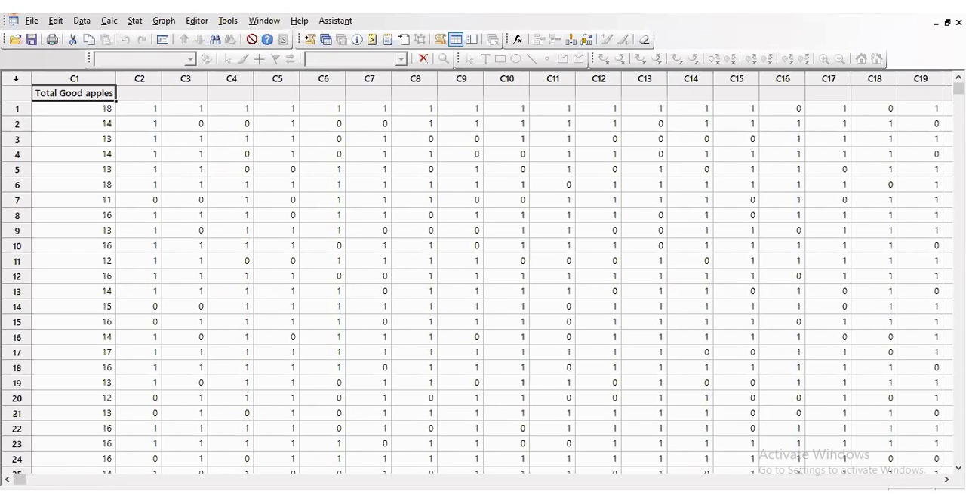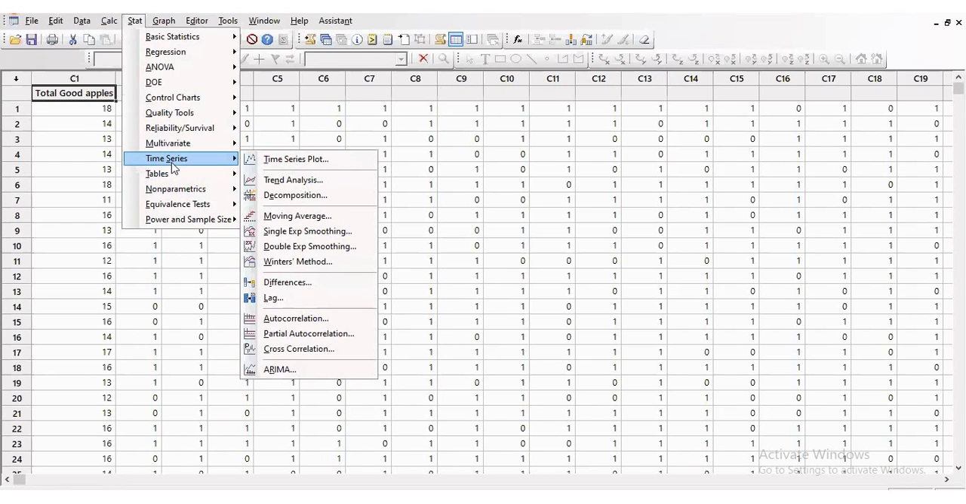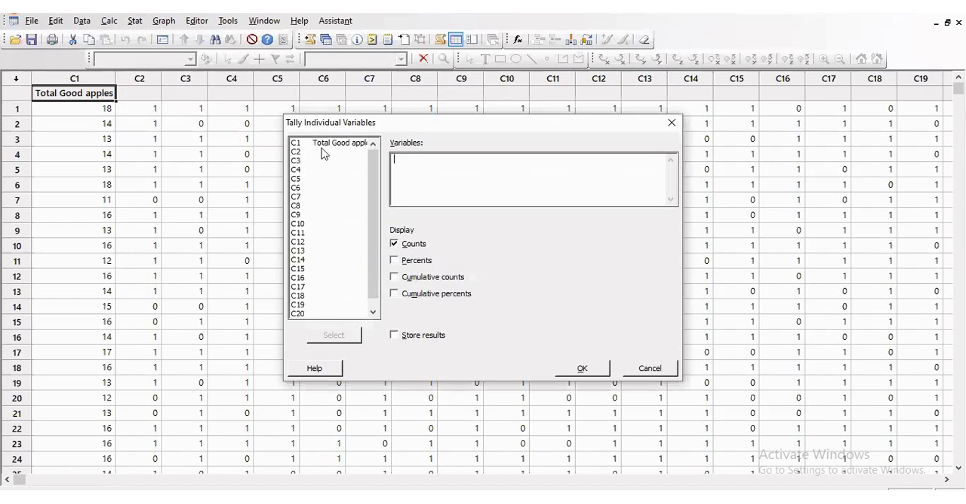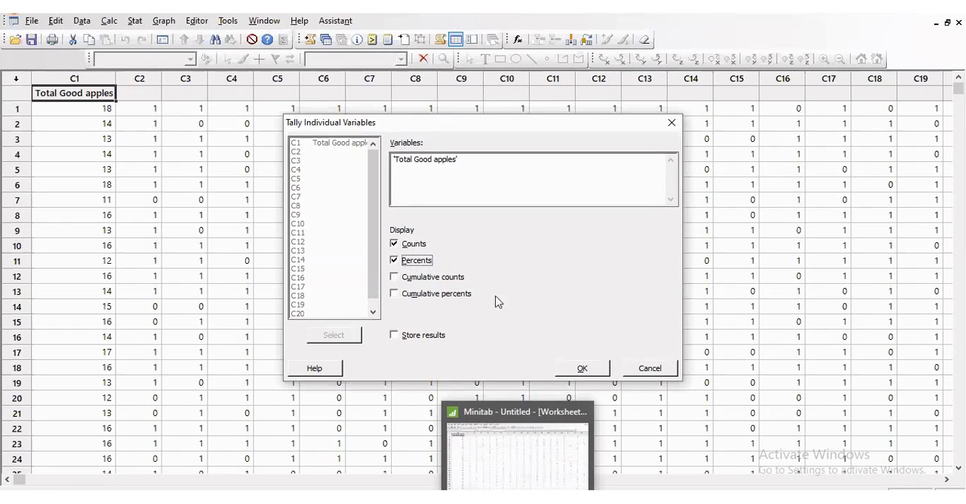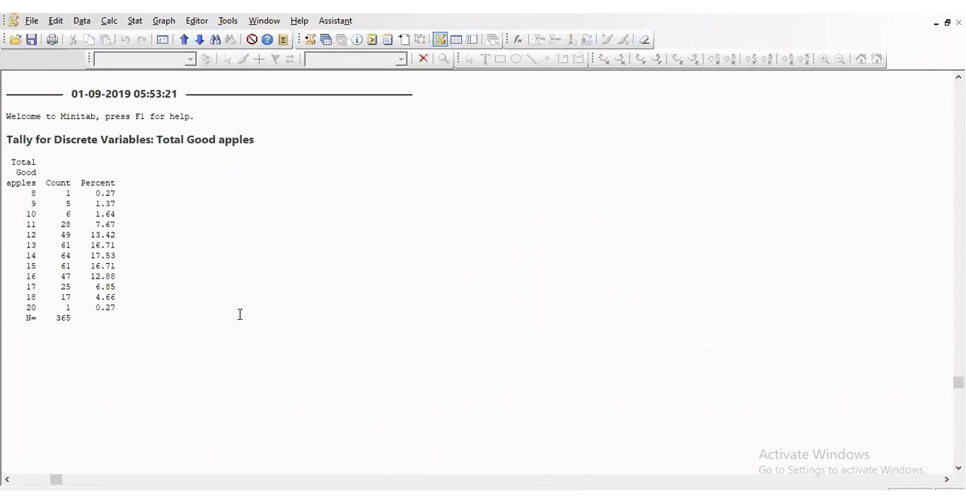So let us look at how many days he sold only good apples, I am saying. 18 apples, 13 apples, 12 apples, like that. Is that clear? How to do that? Tables. I went to tables. I'm taking this, looking at percentage and count. Now look here. Let us understand this. What is the meaning of this?